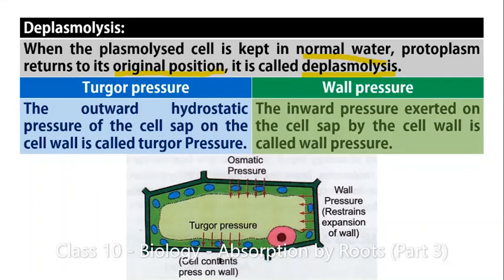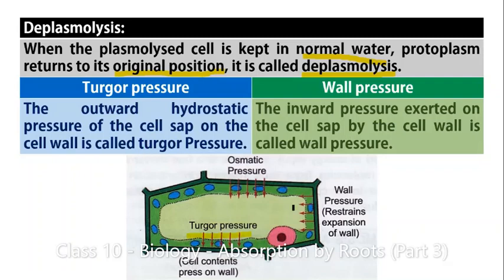Now, when a cell is in turgid condition, when water enters the cell, we can see there are pressures exerted in the cell. Because of water entering, the cell contents swell up and they exert pressure on the wall of the cell. So that is called turgor pressure. The inner contents are exerting pressure and they are pressing against the walls of the cell. That is called turgor pressure.